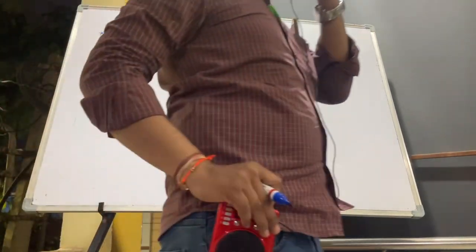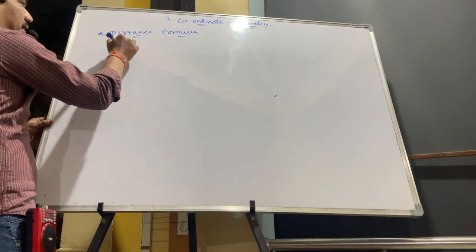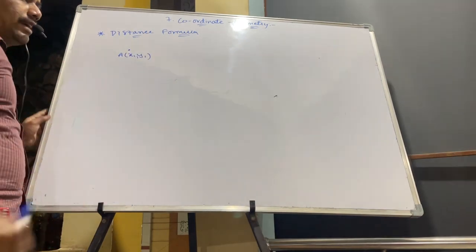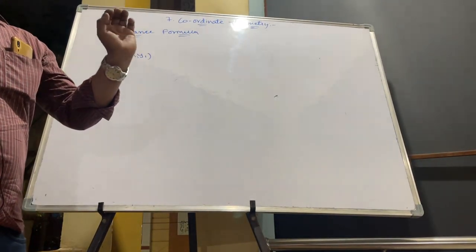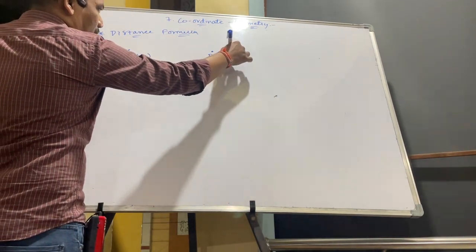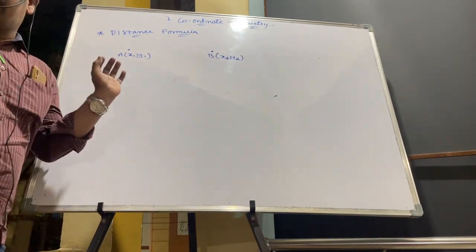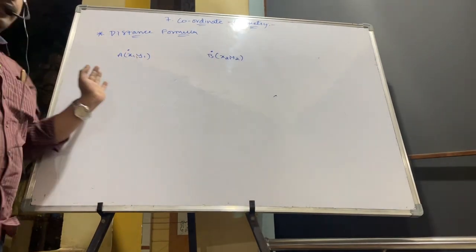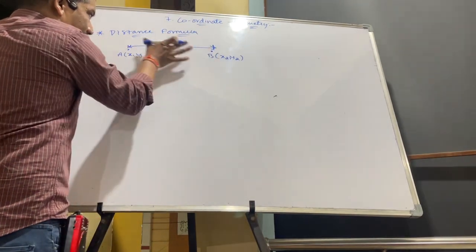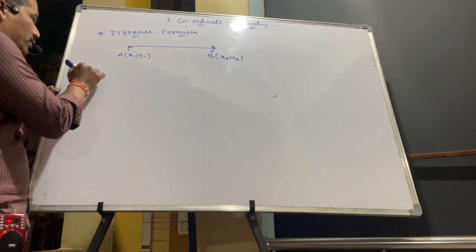Distance formula is nothing but, suppose there is one point A, x1 comma y1. There is one more point here, B, x2 comma y2. Now I want to find the distance between these 2 points. From here to here, whatever the distance, I want to find that. For that we have a formula. That is called the distance formula.